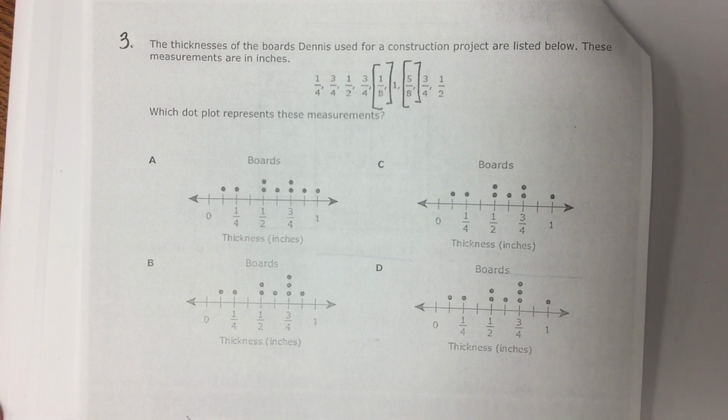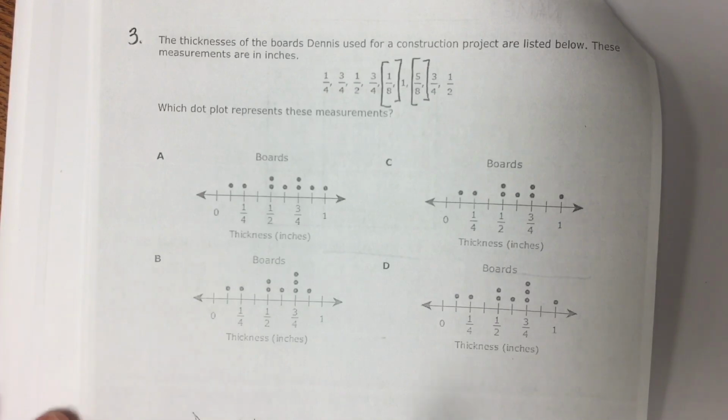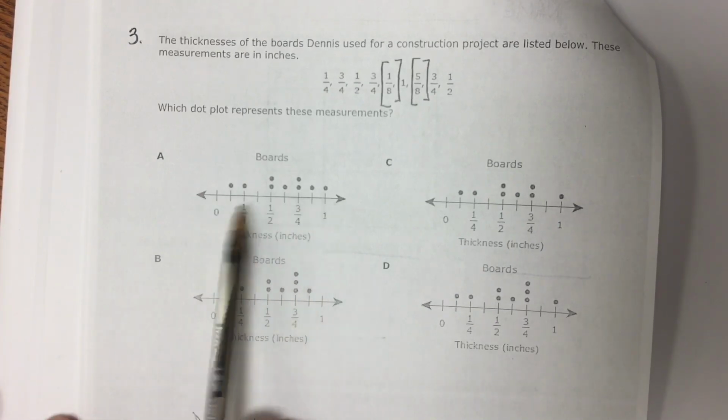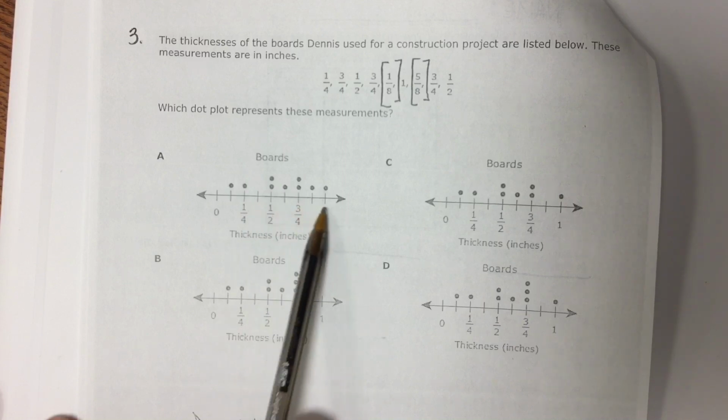Okay, the thickness of the boards Dennis used for a construction project are listed. These measurements are in inches. Which dot plot represents these measurements? Okay, so remember what I talked about. This goes from 0 to 1. 0, 1, 2, 3, 4, 5, 6, 7, 8.